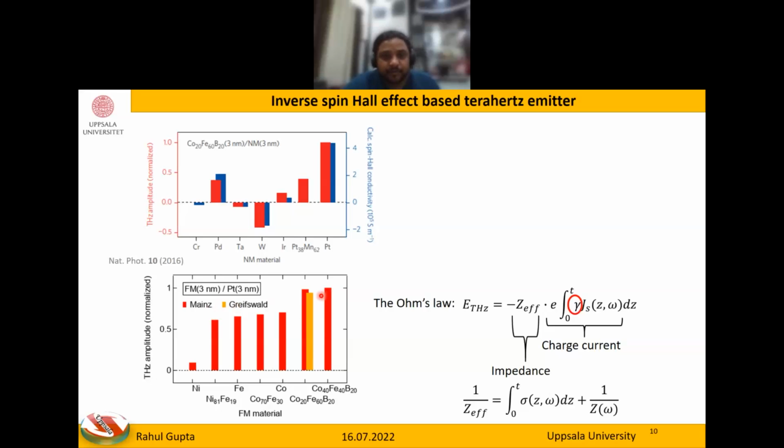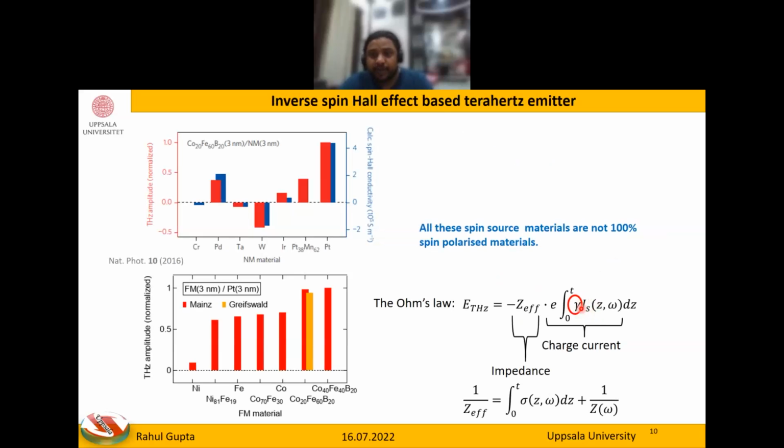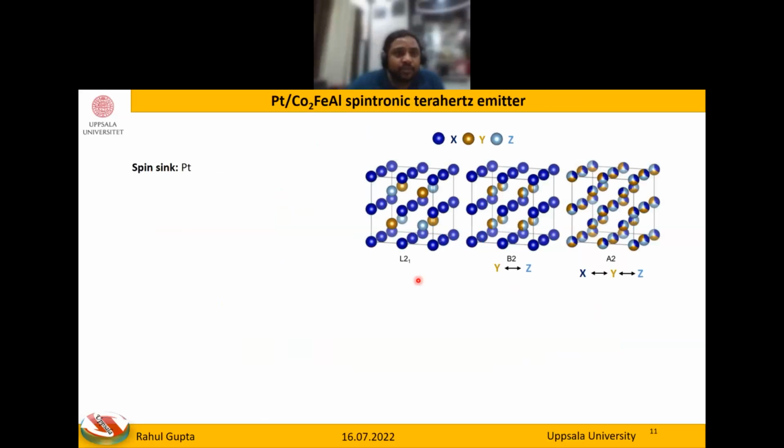So from this slide, one can think about spin Hall conductivity in order to get a large amplitude. However, all these materials are not 100% spin polarized, since J_S is also a factor in the expression. So to begin with, we thought about manipulating the J_S in the ferromagnetic layer, and then we use platinum as the sink layer.